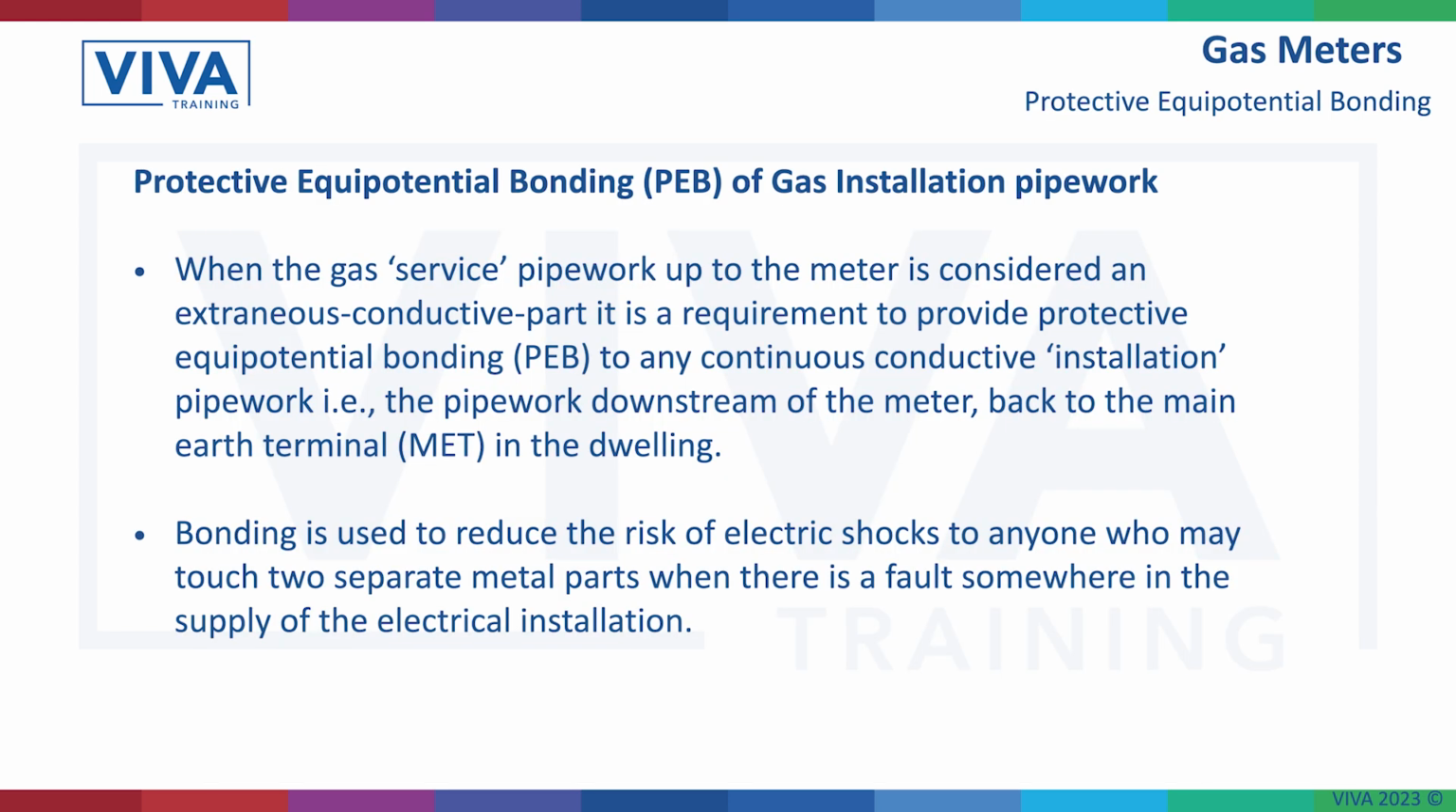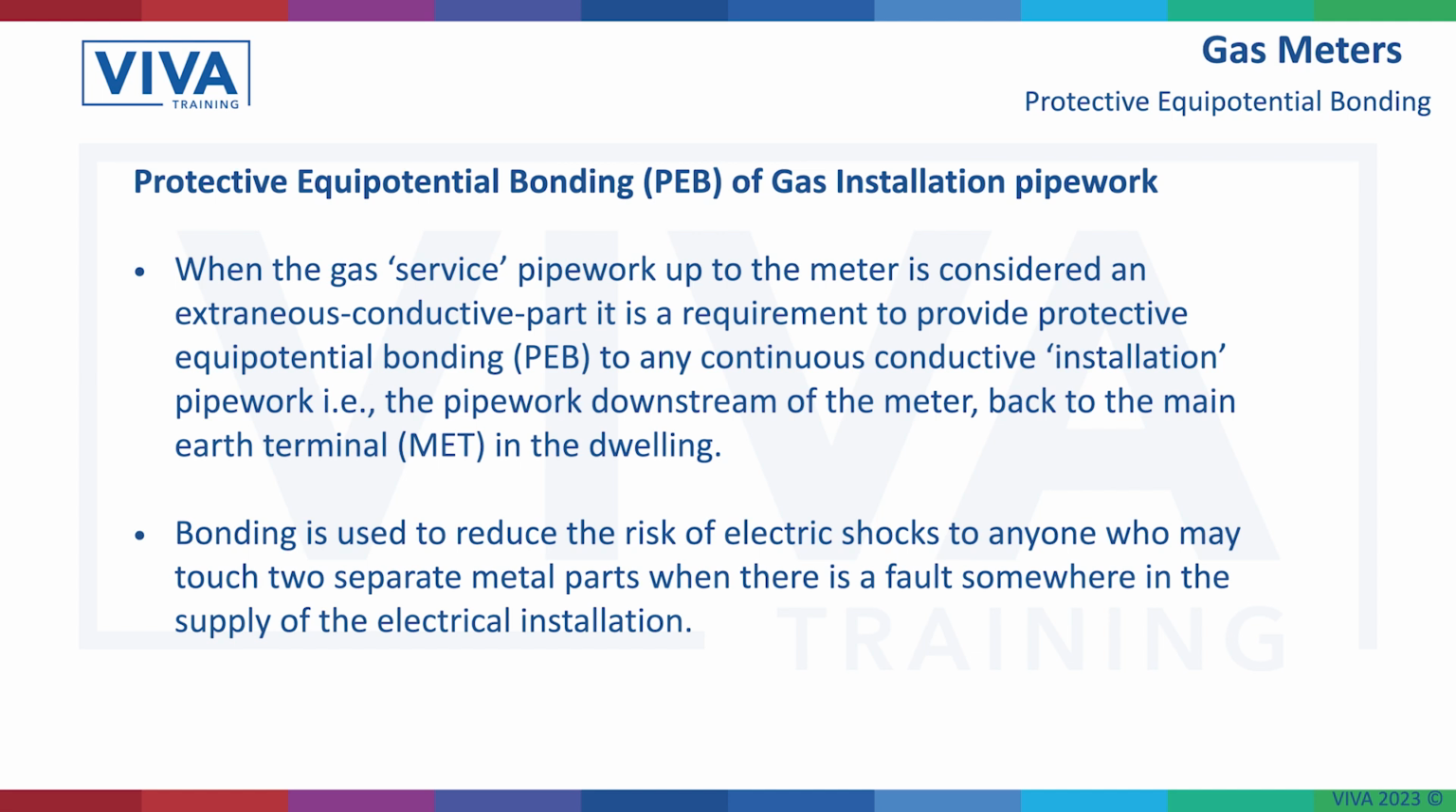So this protective equipotential bonding, or PEB, where the gas service pipework up to the meters is considered an extraneous conductive part. So basically anything that could touch electrics, its requirement is to protect it with equipotential bonding. So that PEB, protective equipotential bonding, to any continuous conductive installation pipework, so gas pipes have got to be made out of copper. Copper's a very good conductor of electricity. So we've got to make sure that that has got earth bonding on it. And that earth bonding should go back down to the main earth terminal in the property.